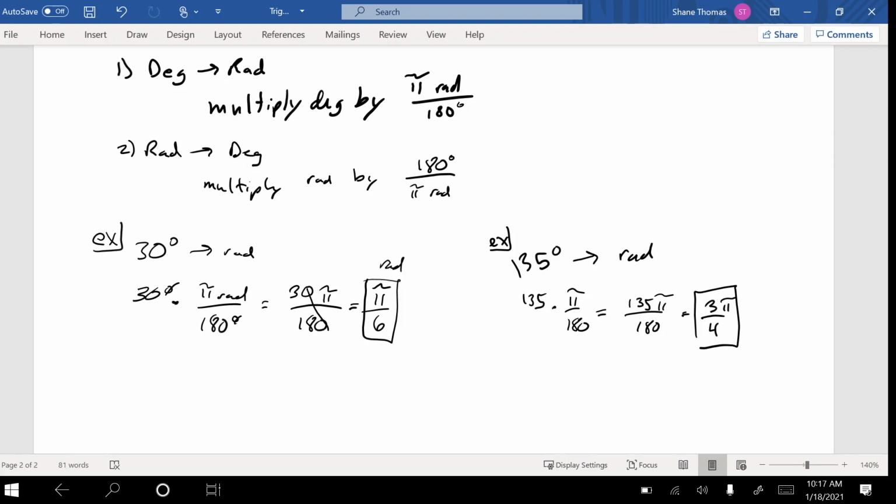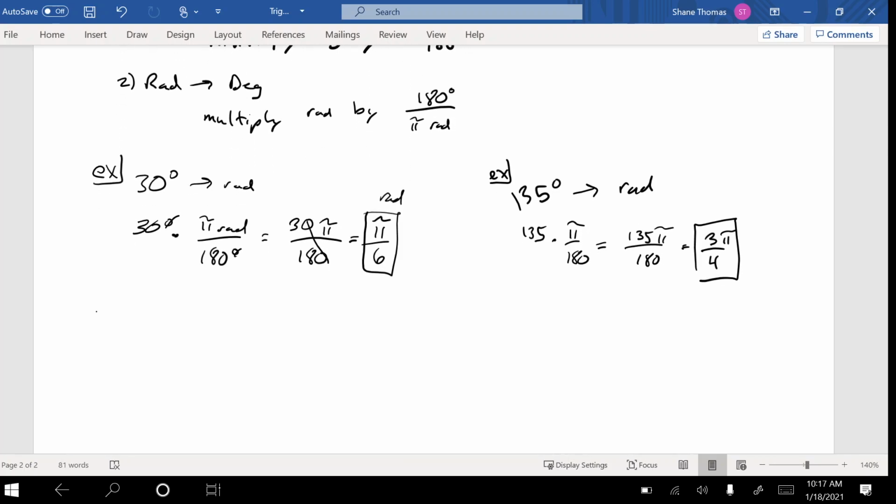All right, let's do one the other way. If I want to go from pi over 3 to degrees, go ahead and try that. If you look up at number 2, radians to degrees, you just multiply by 180 over pi. You just flip your conversion.